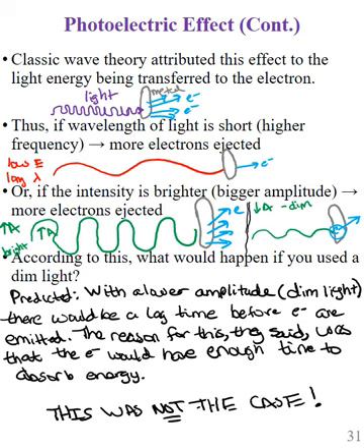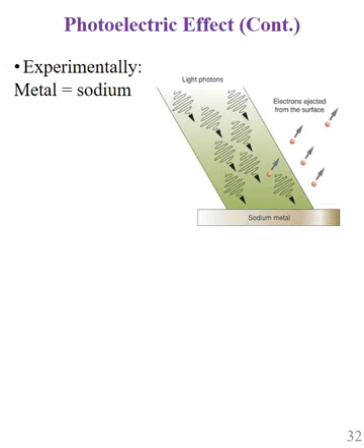So something is going on. And Einstein is the guy who looked at this effect, this photoelectric effect. Let's delve deeper into what is going on with this. Experimentally, they used sodium, and they had light hitting sodium, and electrons were being ejected, right? So you have light coming in, it hits the sodium metal, and then you have the electrons being ejected.